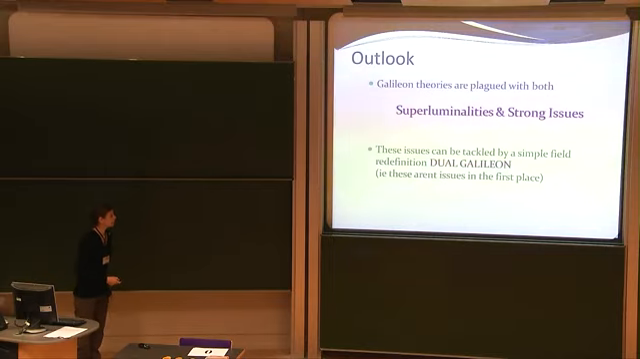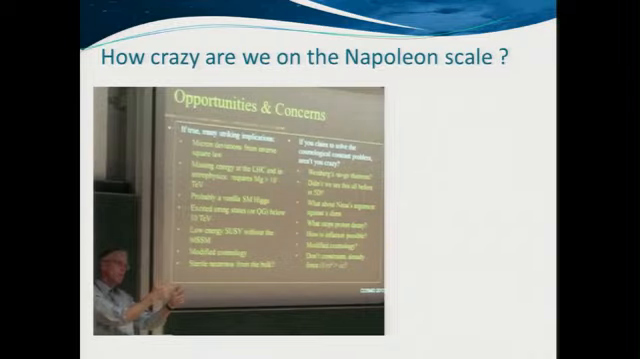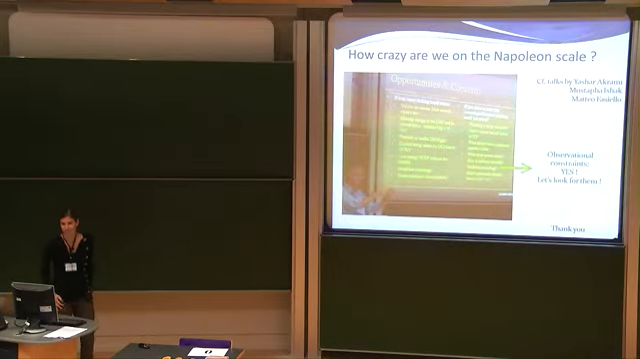It behaves as a Galileon theory, in some limit, which potentially has superluminalities and strong coupling issues, but they are potentially resolved by the dual Galileon. And the superluminalities I haven't gone through in too much detail, but I'm happy to answer questions about that, and also to see how crazy we are on the Napoleon scale. I'll just finish with that. Thank you.